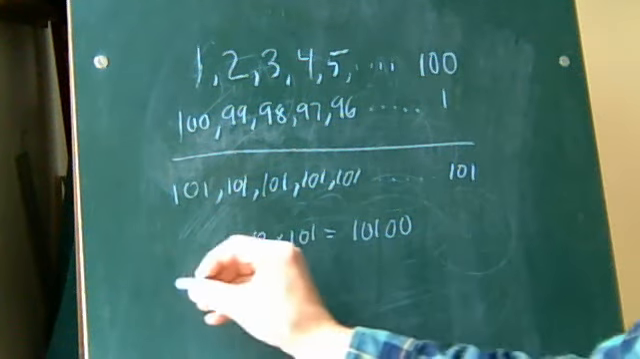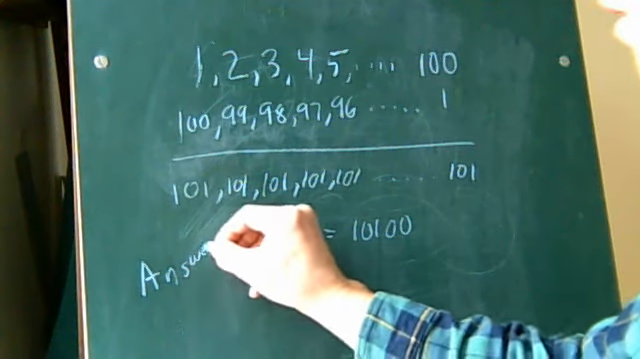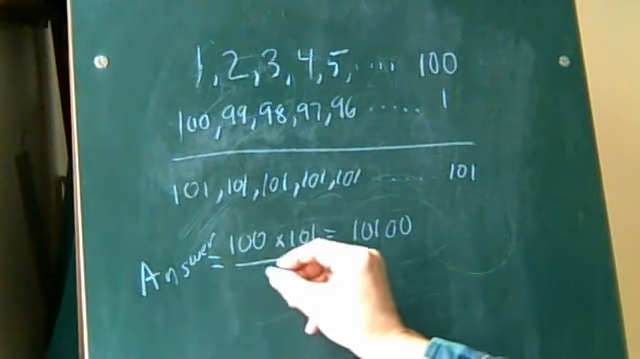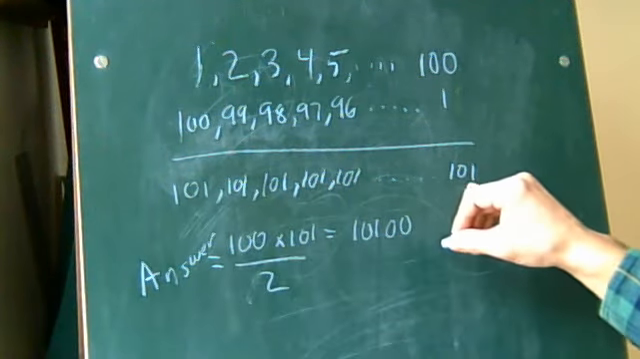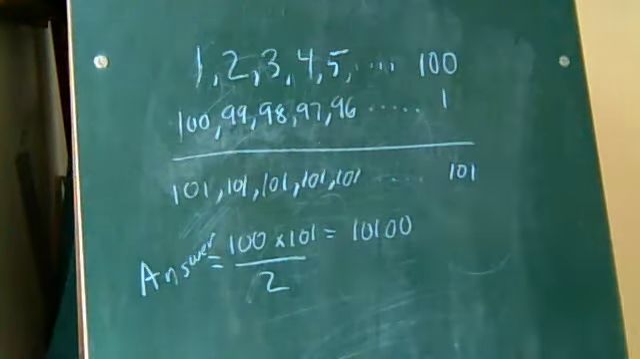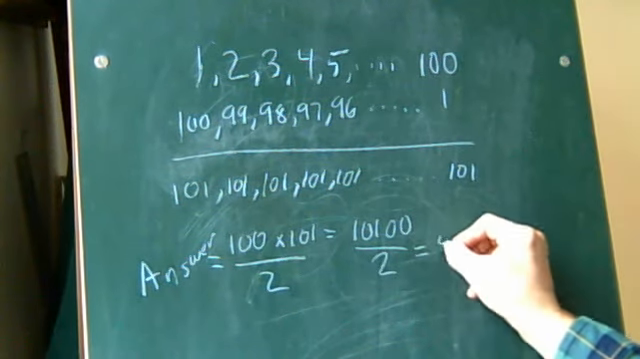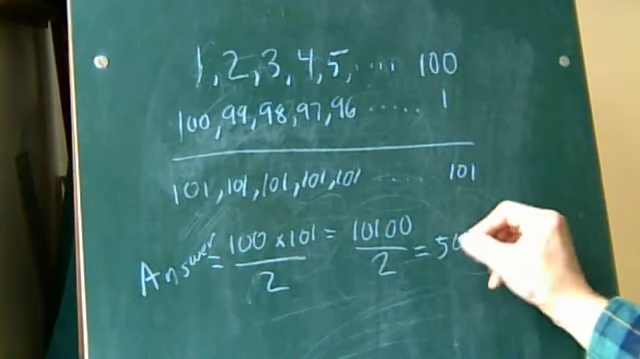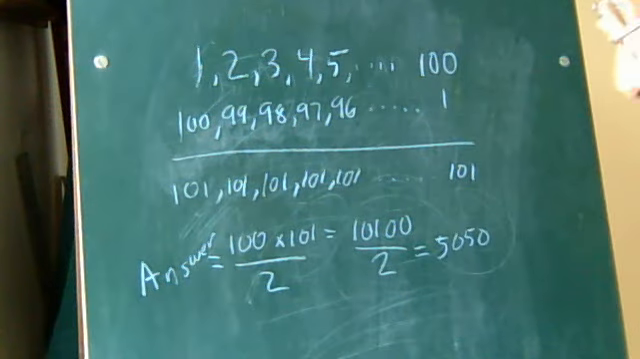So to get the actual answer, which I'll just call answer, that's going to equal half of this. You have to divide it by 2. You take all of these numbers, you add them up, which is just multiplying by 100, then you divide it by 2, and that'll give you the sum of the original arithmetic series, which in this case is 5,050. It's a lot quicker, and it's more accurate because you're not going to make a mistake as easily.